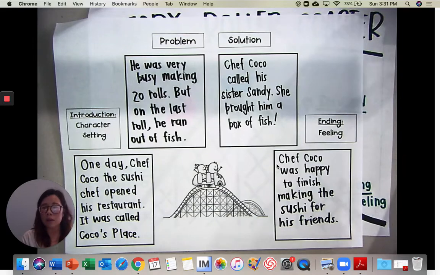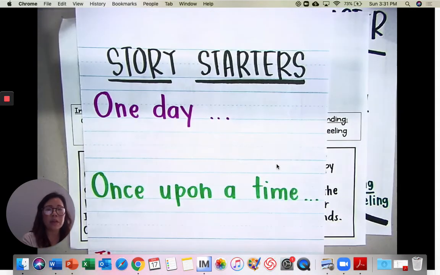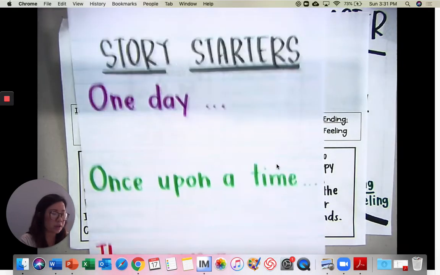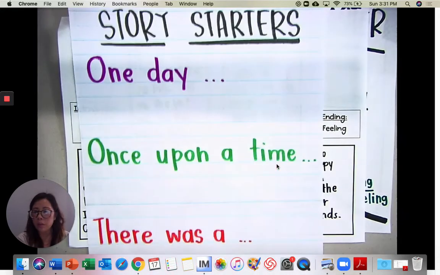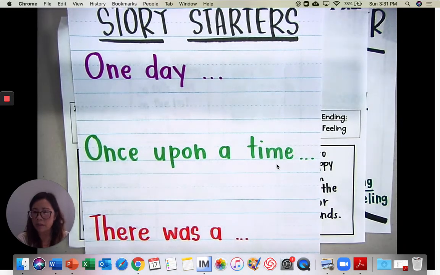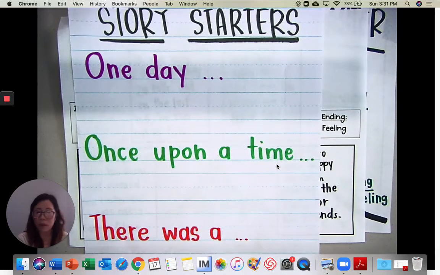But I want to start off my story with a story starter. So here are some examples of some story starters. You can start off by saying one day, or another way you might hear a lot of make-believe stories is once upon a time, or you could say there was a.